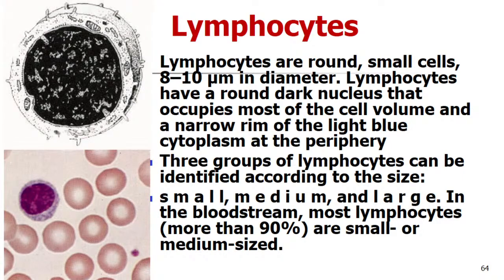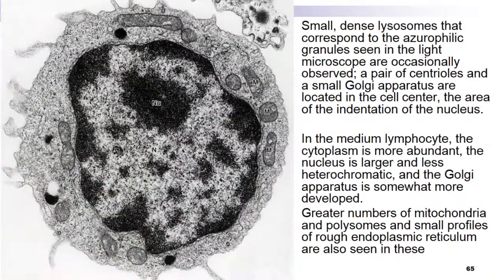Now, lymphocytes, the round lymphocytes. Lymphocytes are round small cells, 8 to 10 micrometers in diameter. They have a round dark nucleus that occupies most of the cell's volume and a narrow rim of light blue cytoplasm, like we see here. Three groups of lymphocytes can be identified according to size: small, medium, and large. In the bloodstream, most lymphocytes are small and medium. Look at this one. It is a medium lymphocyte.